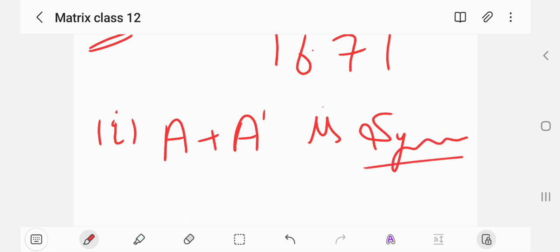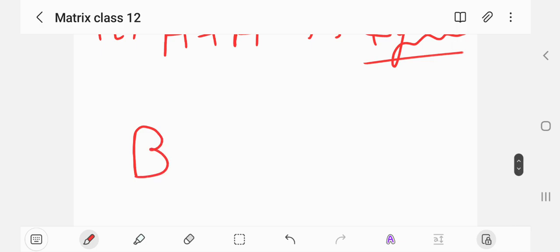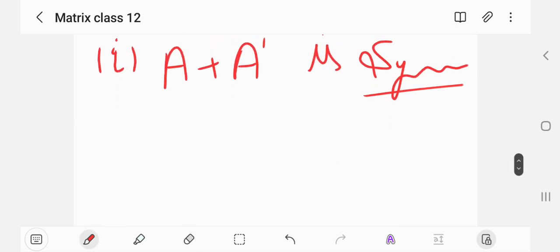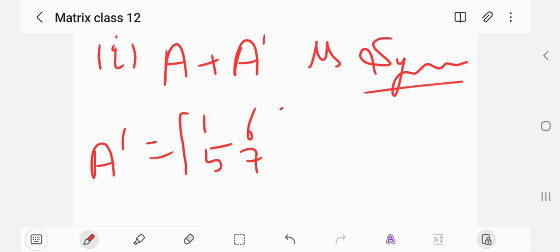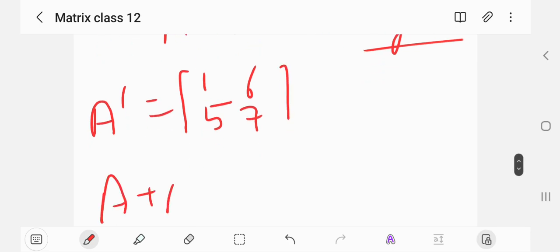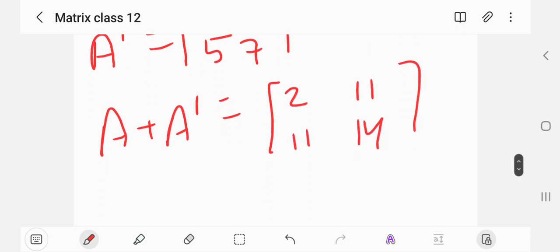I will show how I show any matrix as a symmetric matrix. If B is my matrix, then it will be symmetric if it is equal to B transpose, right? The same approach we will use here. Let's first find A plus A transpose. What is A transpose? First of all, it is [[1, 6], [5, 7]]. So A plus A transpose will be 1 and 1 is 2, 6 and 5 is 11, 6 and 5 is 11, 7 and 7 is 14. This is A plus A transpose.